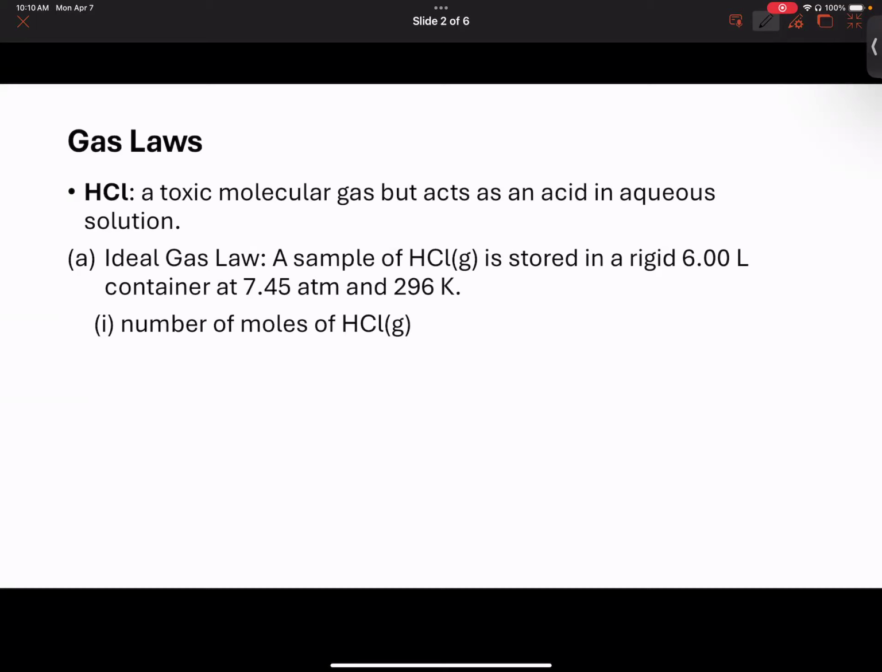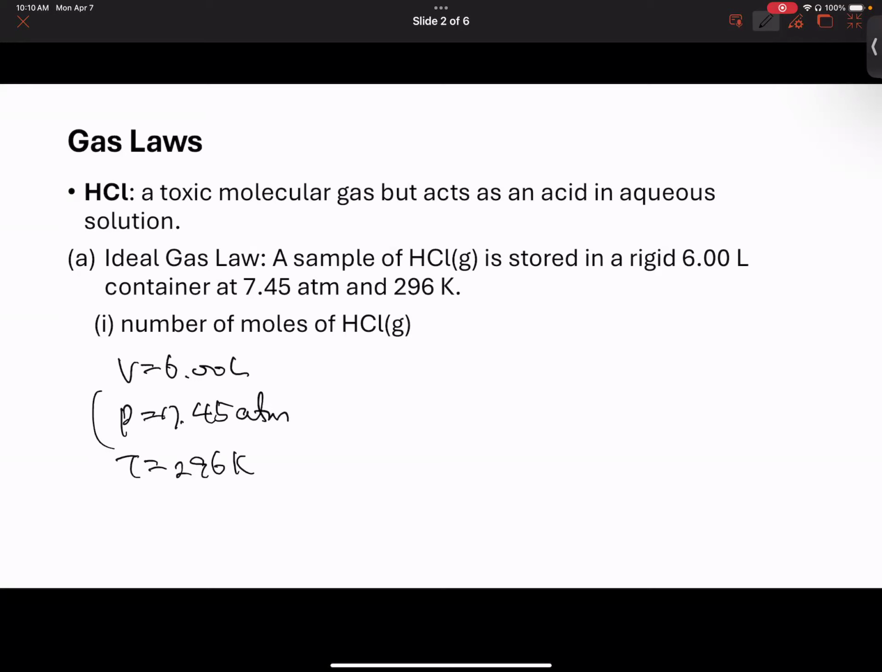First, calculate the number of moles of hydrogen chloride gas in the container. So this one is definitely an application of the ideal gas law. We are given the volume of the container. Let's write the volume of the container, which is 6.00 liters. And the pressure is given, 7.45 atm of atmospheric pressure. And the temperature is given as 296 Kelvin.